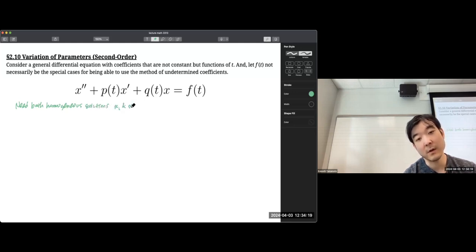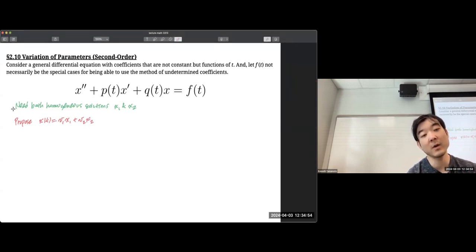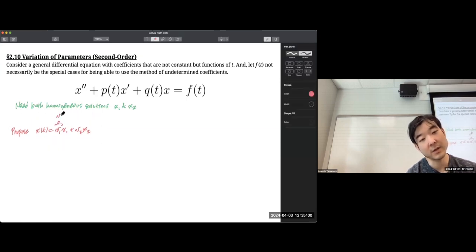X1 and X2. And the solution is going to be built off of using both of them. So with reduction of order you just needed one of them, but with variation of parameters, you need both of them. So x of t will be some function v1 times x1, plus some other function v2, which is not necessarily the same as v1, times the other homogeneous solution. But keep in mind that these v1 and v2 are functions of t. They're general functions of t.